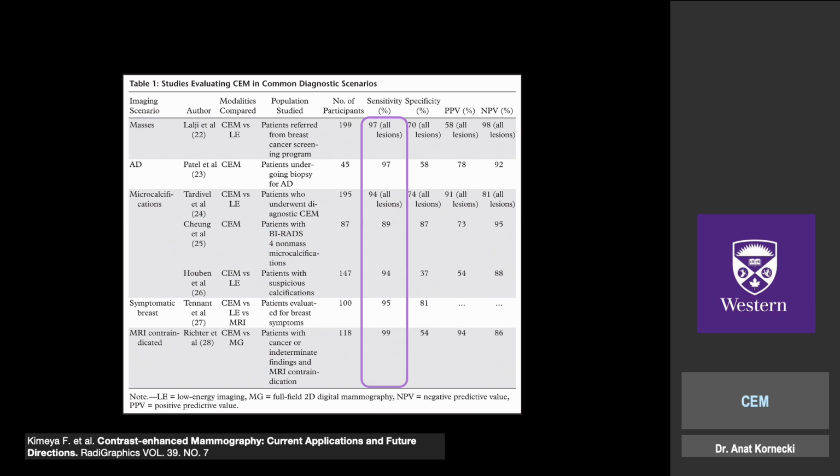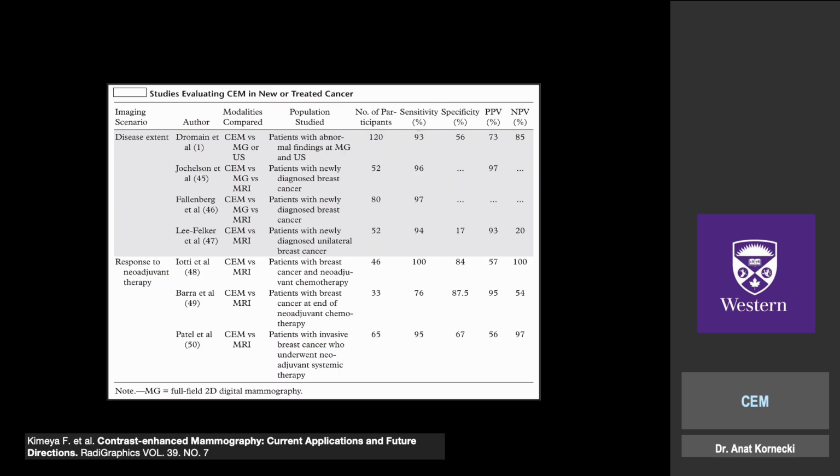More interesting is how the performance of contrast-enhanced mammography compares to MRI, which was done mainly in the diagnostic setting. Again, contrast-enhanced mammography showed a very good sensitivity and performance that is very close to that of MRI, with actually improved specificity. So this is, of course, very encouraging.